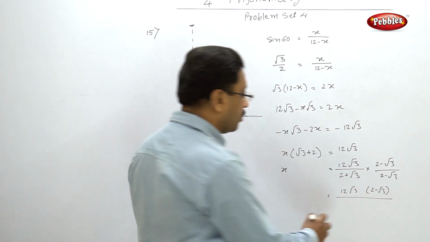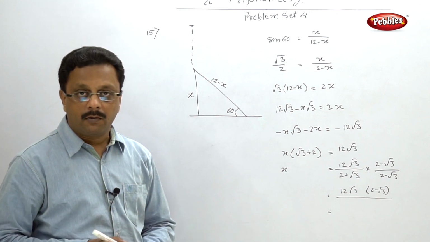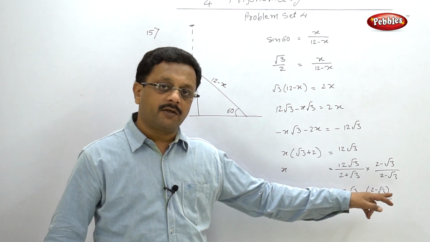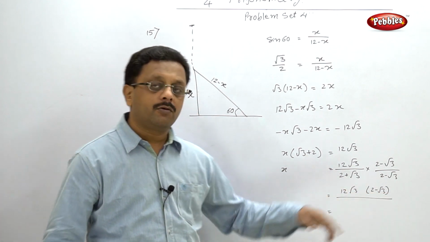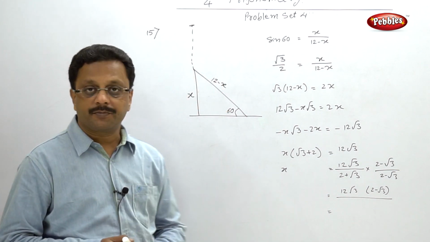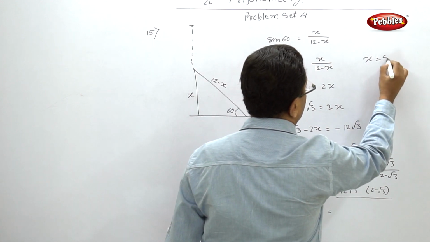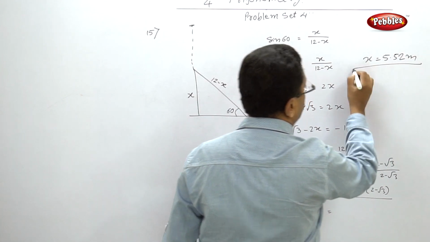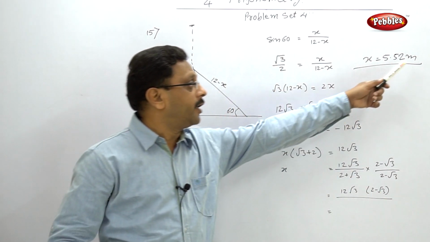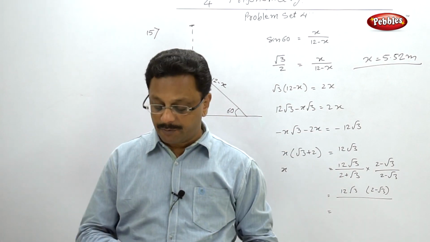Okay, so now just substitute the value of root 3, that is 1.73. So here 2 minus 1.73 multiplied by 12 into root 3. Please quickly do these calculations. The answer is x is equal to 5.52 meters. Please check your answer. Give unit, don't forget to write meters. Okay. Let us see next example.